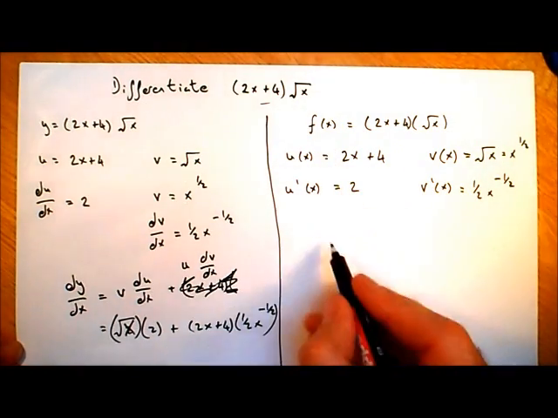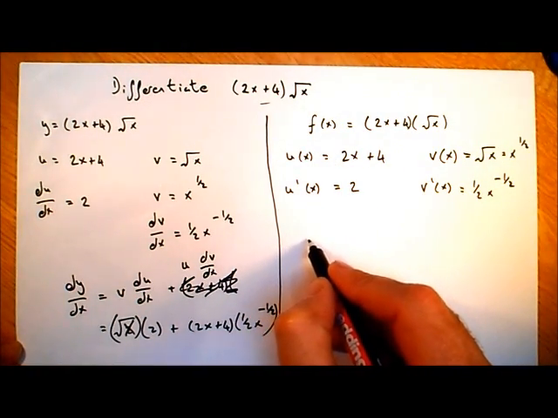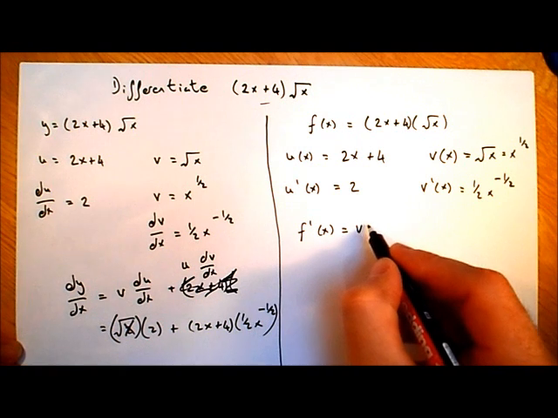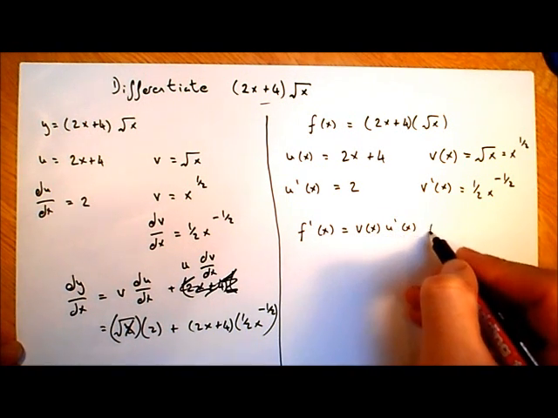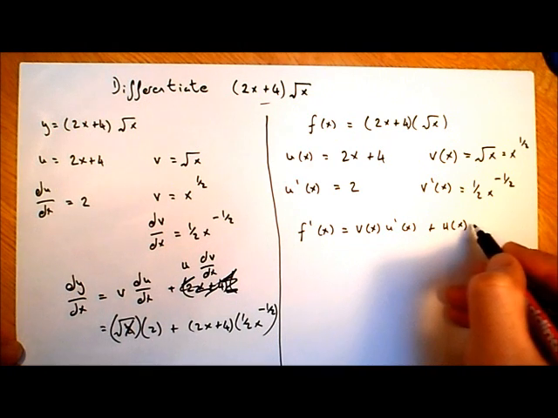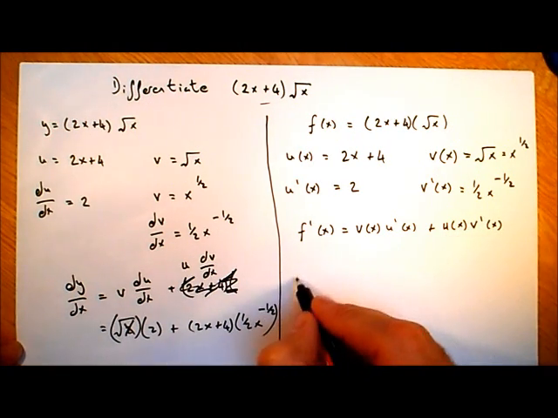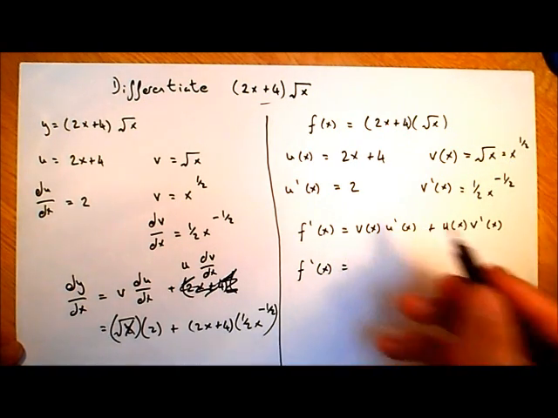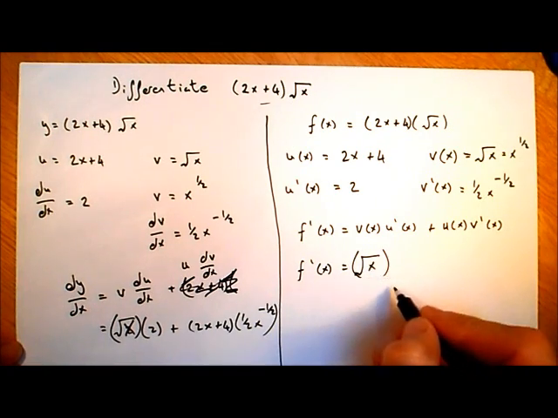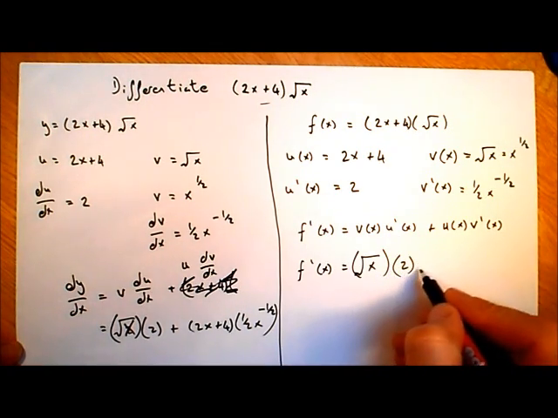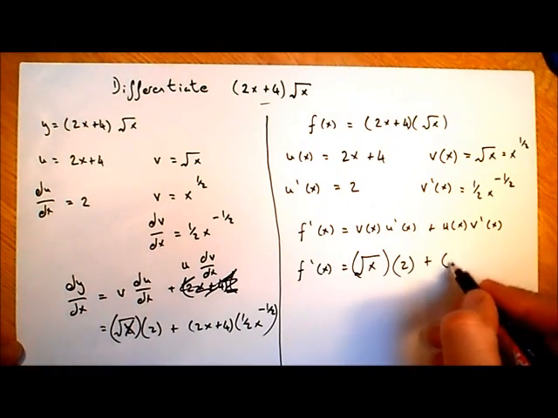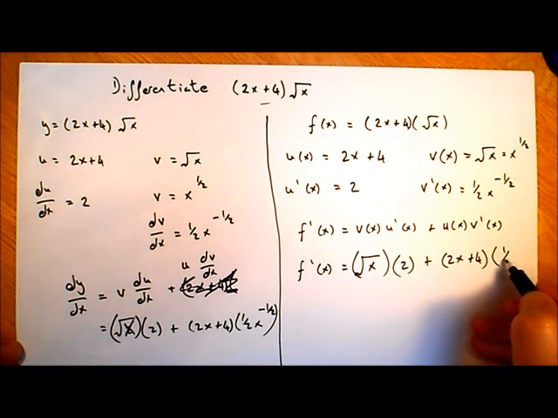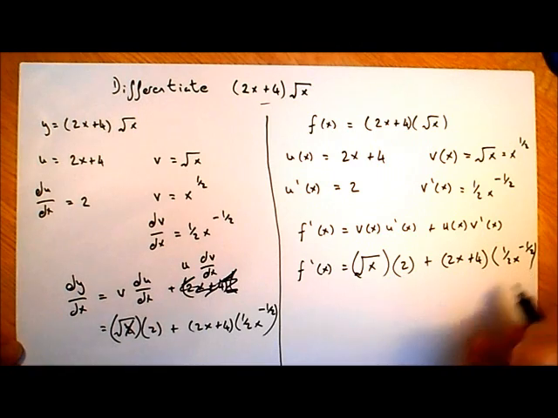And then f dash x, well, let's write down the rule. So f dash x is equal to v of x times u dash x plus u of x times v dash x. So let's fill it in. f dash x is equal to v of x, so it's x to the power of a half, or the square root of x, multiplied by u dash x, so multiplied by 2, plus u of x, which is 2x plus 4, times v dash x, which is a half x to the power of minus a half, x to the power of minus 1 over 2, and this is your answer.